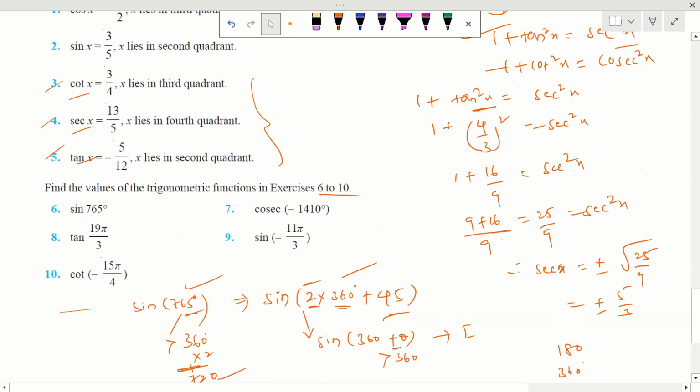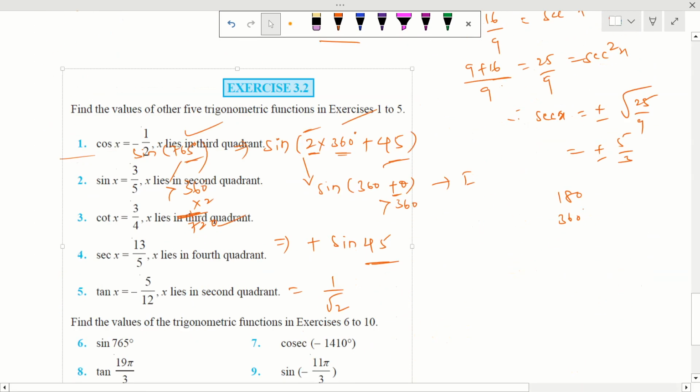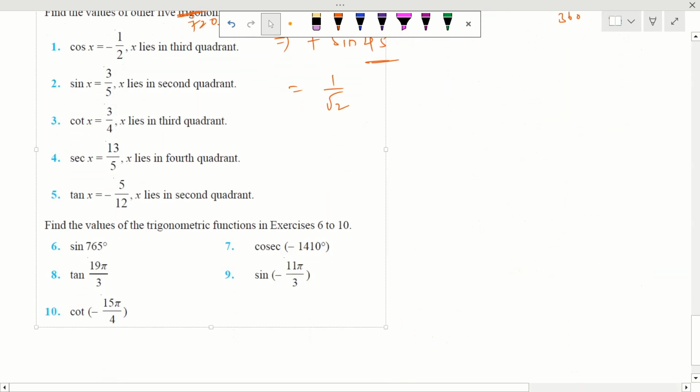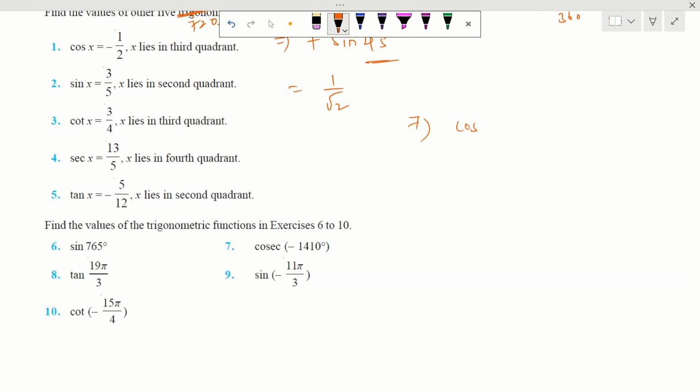Now we come to the second one, so that might be interesting. Here is the seventh one: cosecant of minus 1410 degrees.